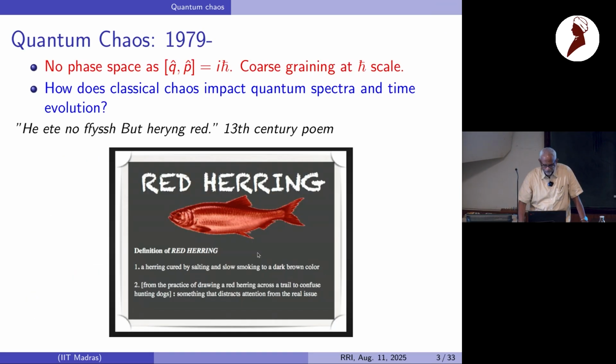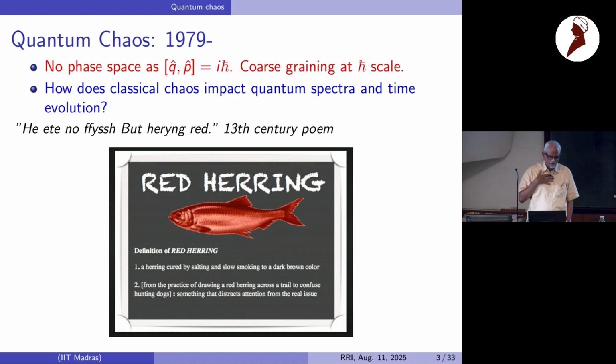Now, quantum chaos, 1979, is perhaps the earliest papers. The Tabor-Berry paper earlier than that is really an integrability paper about integrable systems. So anyway, so there is no phase space at all.